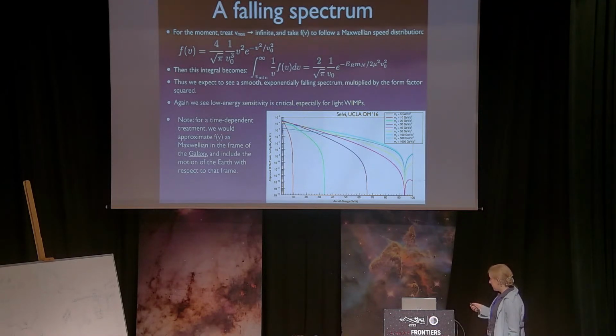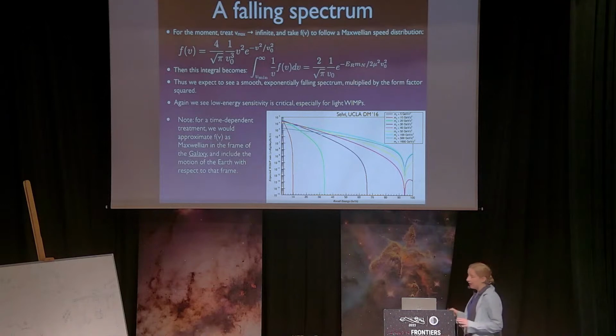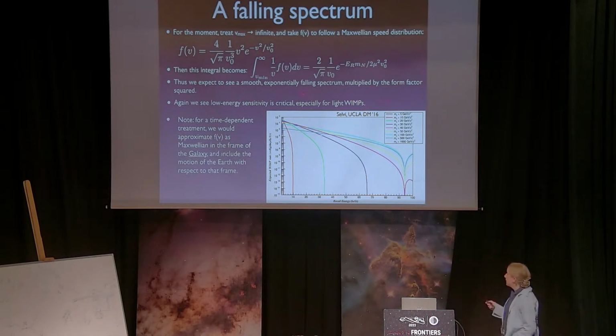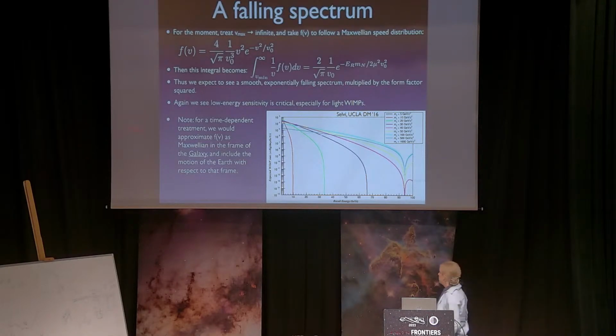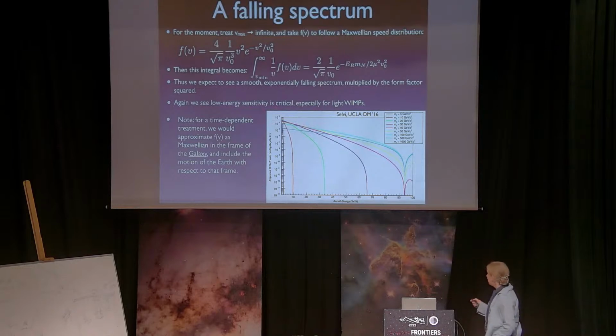Okay, so what we expect to see, if we ignore the form factor effects, which is the other place where the E_R dependence comes in, is a smooth exponentially falling spectrum, then multiplied by the form factor squared. So this is an example of the kind of behavior that we expect to see. As you dial up the dark matter mass, this is the recoil energy, this is the spectrum of rate differential with respect to recoil energy that you would expect.